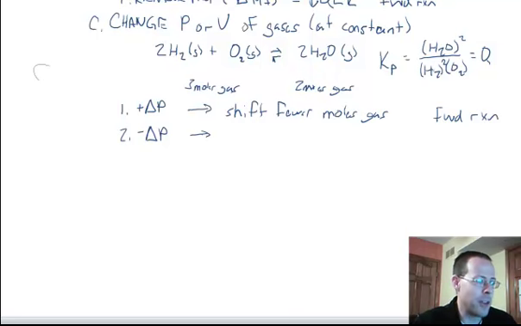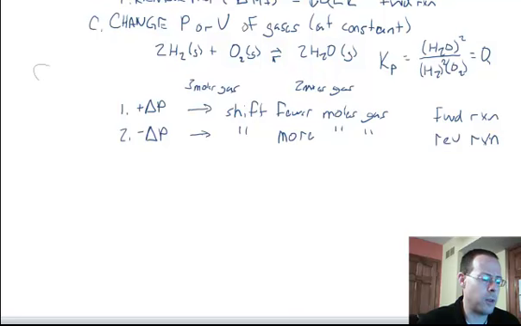If we're reducing the pressure, it's going to want to shift to where we have more moles of gas so that the pressure can be artificially increased. So we might just say shift to more moles of gas. And in this particular equation, we would say that the reverse reaction would be favored. Because that would reduce our stress.